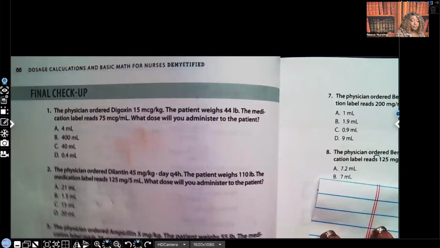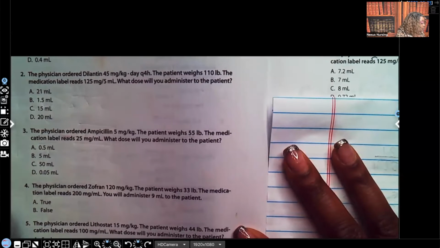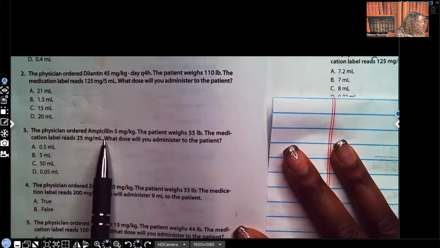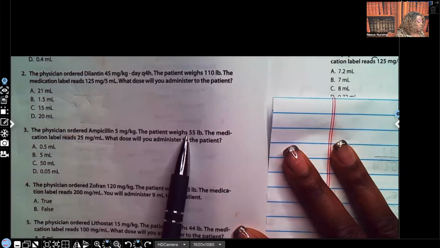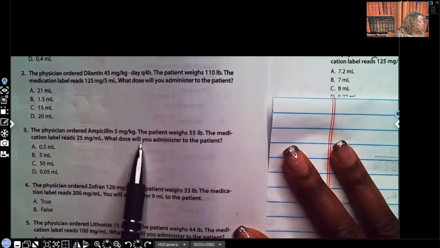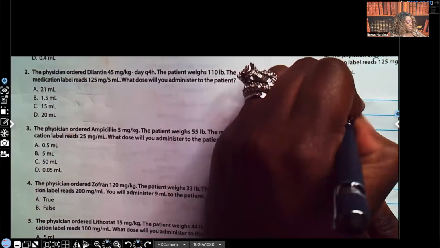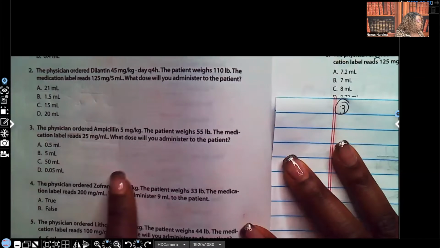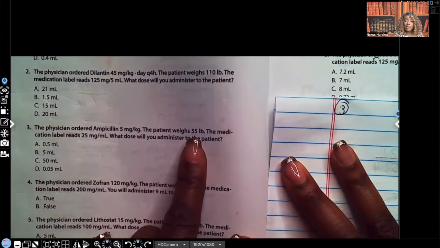Look at number 3. Number 3 says, the physician ordered ampicillin 5 milligrams per kilogram, and the patient weighs 55 pounds. The medication label reads 25 milligrams per milliliter. What dose will you administer to the patient? Again, let me write my number 3. This is number 3 we're doing. Again, we're going to convert our pounds to kilograms. That's the first thing we're going to do.